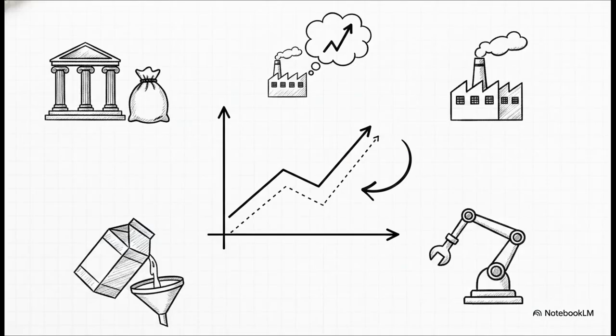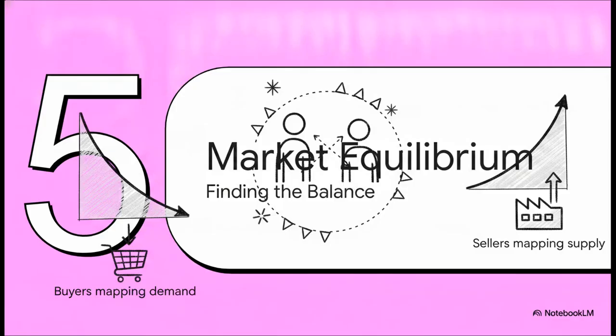Pay really close attention to these 5 variables: the number of sellers, technology, input prices, taxes and subsidies, and producer expectations. They're the exclusive triggers for a complete supply shift. For instance, if the price of milk, a major input, drops, the entire curve moves. Which brings us to Section 5, Achieving Market Equilibrium.